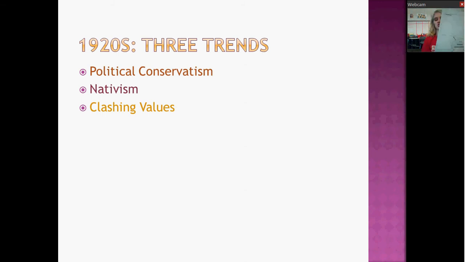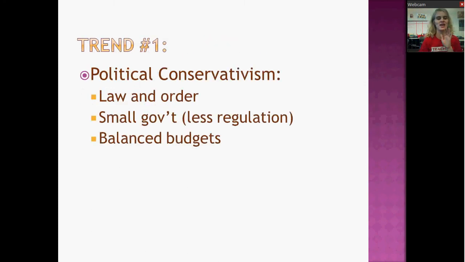So you should have a sheet that looks like this. It says political conservatism in the middle. It's got the 4 boxes. And also this. It says nativism in the middle, box on the bottom, box on the top. So that's what we're going to do today. So let's go ahead and jump right in.